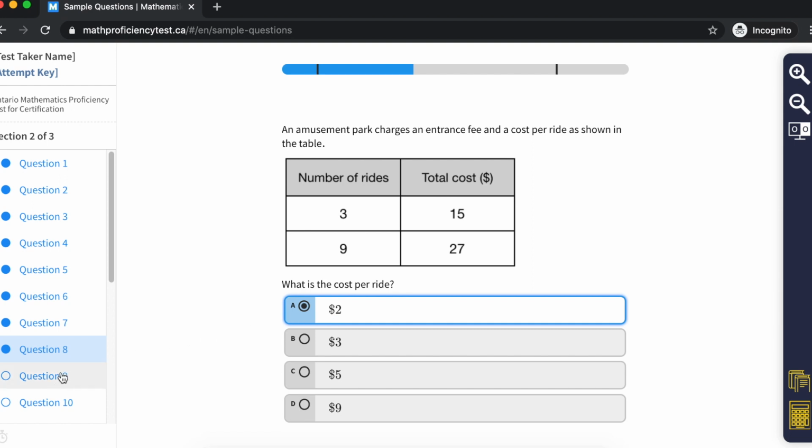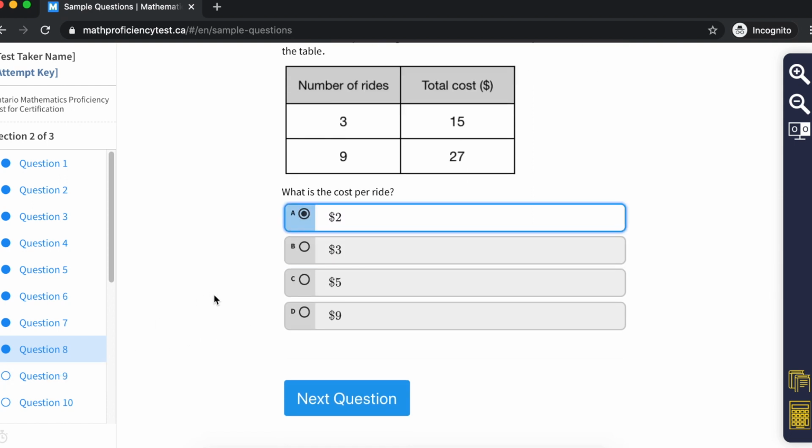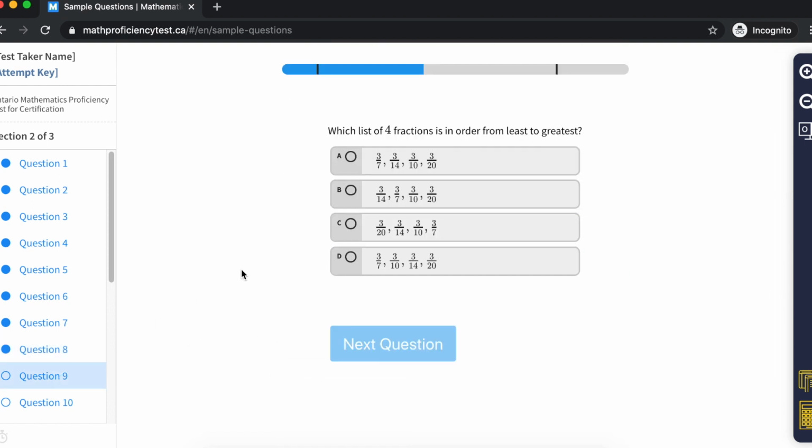Okay, question 9. Another question about fractions. Which list of 4 fractions is in order from least to greatest? So let's just look at option A to see what the fractions we're looking at are. 3 over 7, 3 over 14, 3 over 10, and 3 over 20.